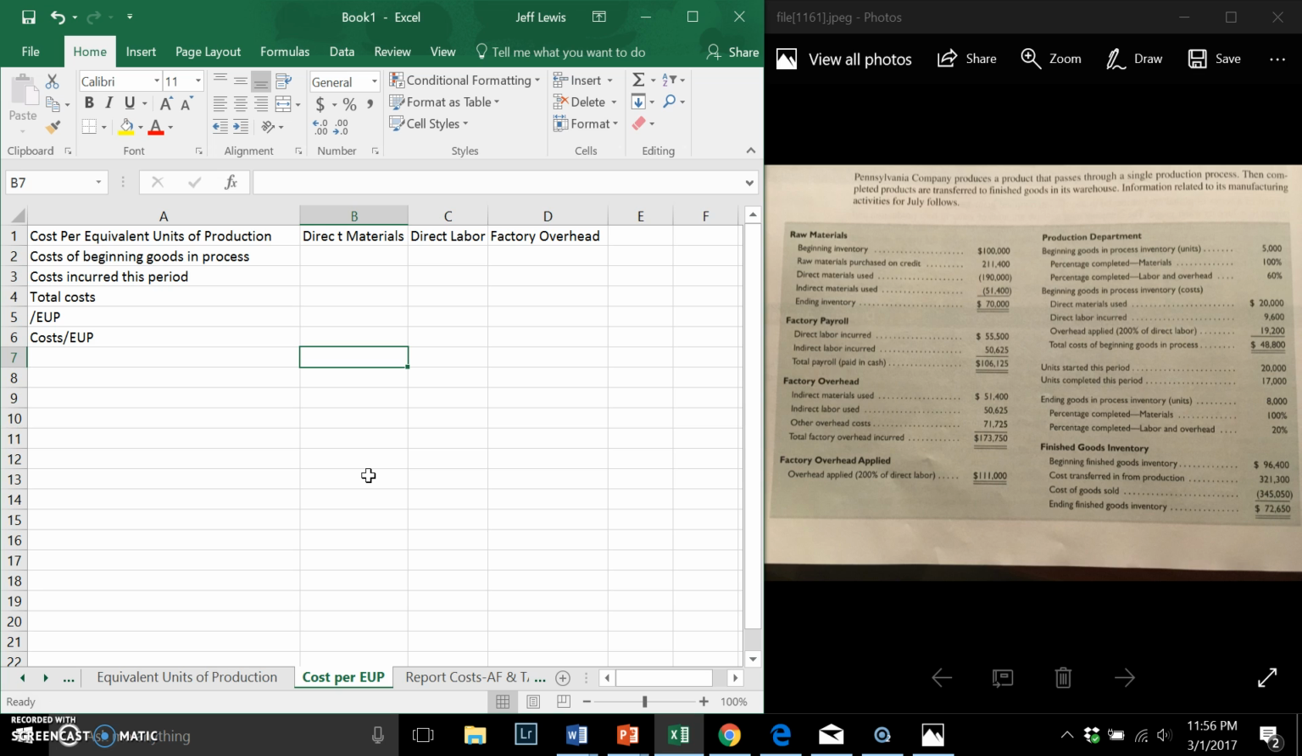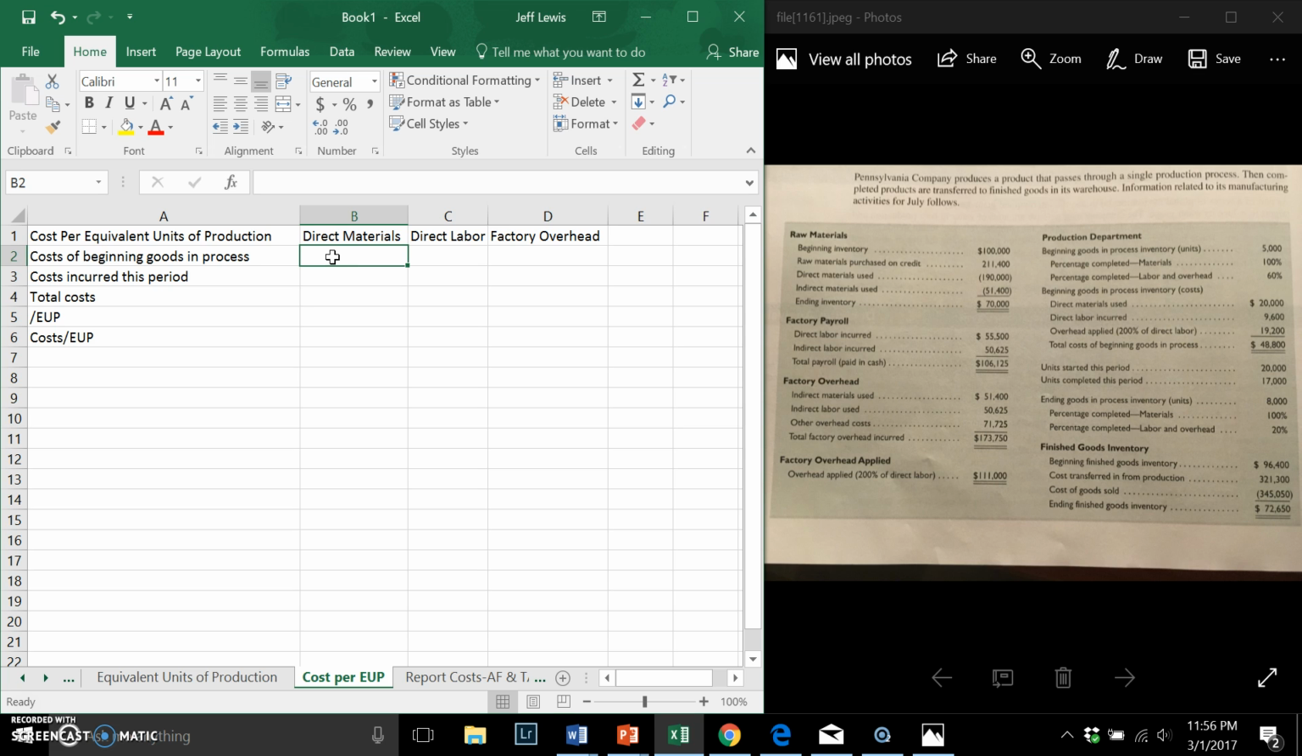This is part 3 of the demonstration problem. We are going to compute the cost per equivalent unit of production in July for direct materials, direct labor, and factory overhead. Okay, let me just fix my typo right here, and let's get started.